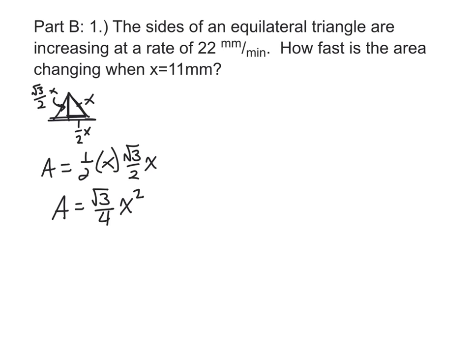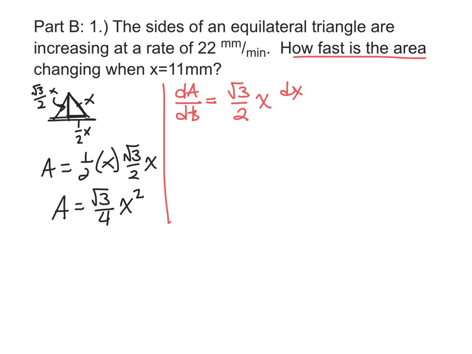Anyway, what we want to do is to find out how fast the area is changing. So that means I need the rate of change in the area. So we take the differential of area with respect to time, so that would be the derivative. And we take the derivative of the other side then too. When I bring down the 2 for the power rule, we'll have the square root of 3 over 2 times x dx/dt. Now we plug in all the information that we know.